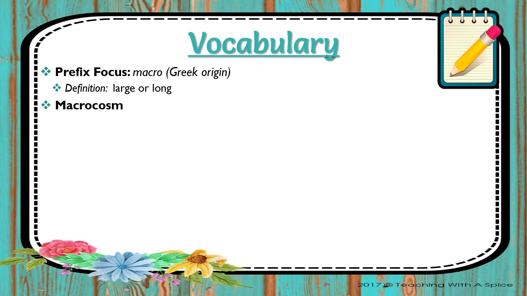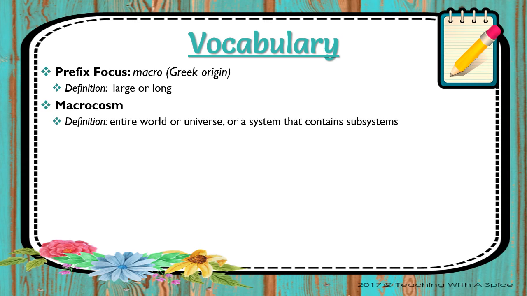Here we have our first word, macrocosm. Macrocosm. This means an entire world or universe, or a system that contains subsystems. So see how that's something that would be very large, an entire world, a universe. It's a system with things inside of it. That's huge. So it's a macrocosm.